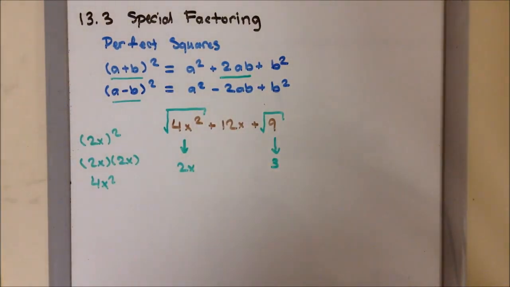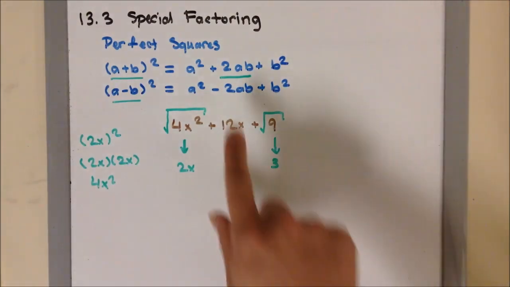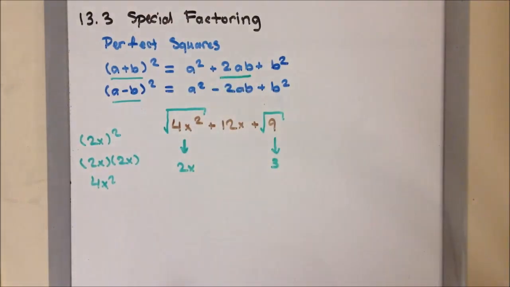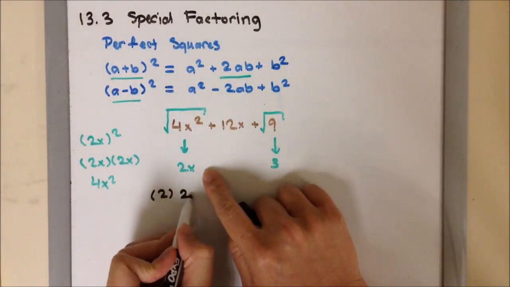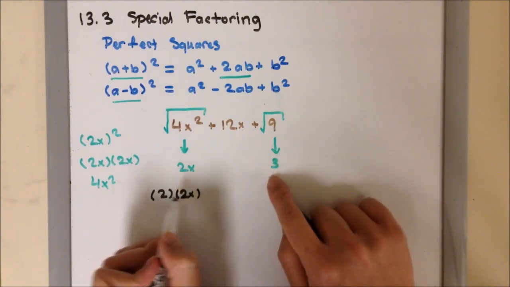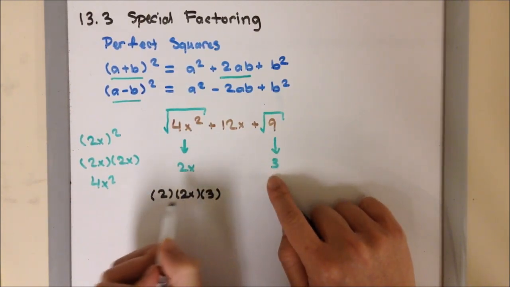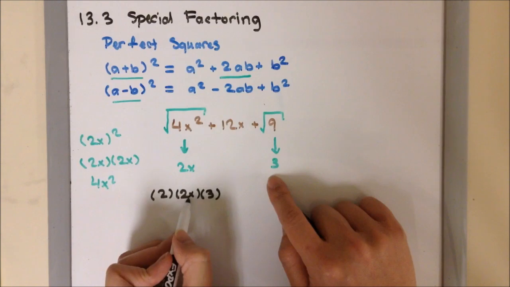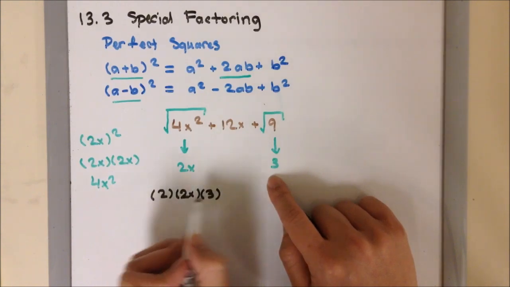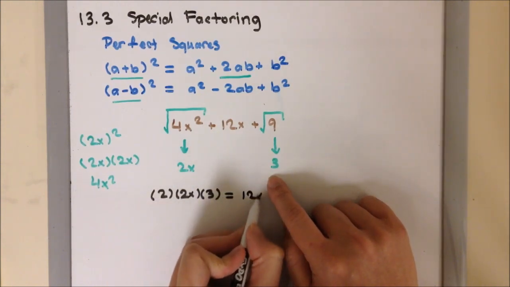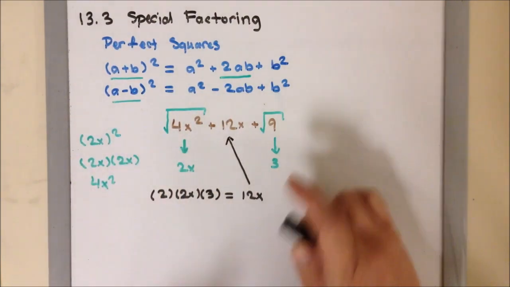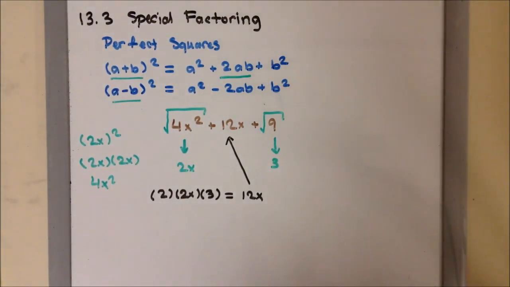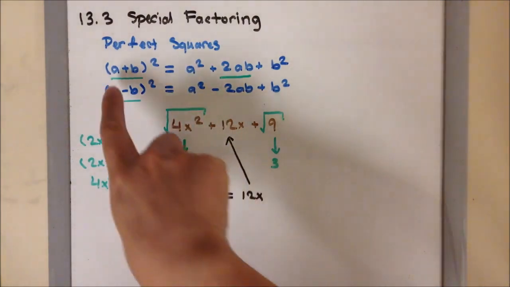Alright, next I'm going to check the middle term, 2 times a times b. So 2 times my a value, which is 2x, times my b value, which is 3. 2 times 2x is 4x, and then 4x times 3 is 12x. So this does match with the middle term. So this is indeed a perfect square. So all we have to do is follow this form.